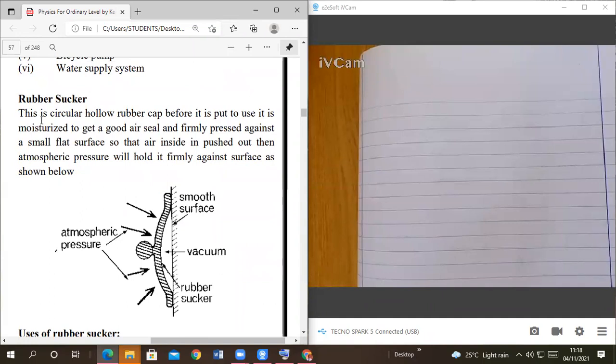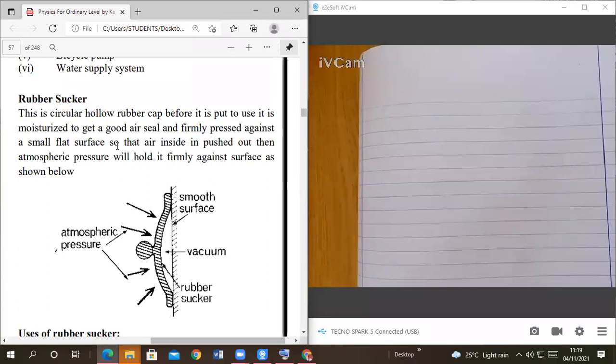So they're saying that this is a circular hole rubber cup. Before it is put to use, it is moisturized to get a good air seal and firmly pressed against a small flat surface. So the surface must be flat. You cannot put it on a stone, because some stones do not have flat surfaces, unless it's a polished stone. But surfaces which are not flat, a rubber sucker cannot stick on those surfaces.